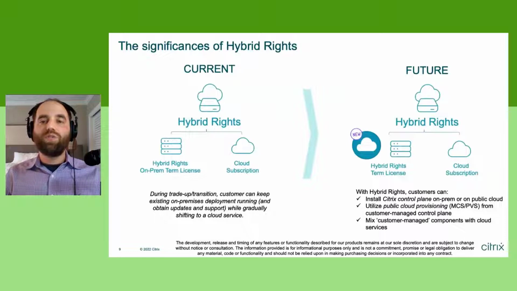So this new 2203 release will reinstate the ability to both deploy on and provision to public clouds as required. This is going to give you the ultimate flexibility to meet your business requirements, mixing and matching as it makes sense to do so. And we're incredibly excited about it. This is true hybrid rights for 2203. It will be coming soon with an updated hybrid rights license. So be on the lookout for that coming to your My Account area of citrix.com over the coming weeks.